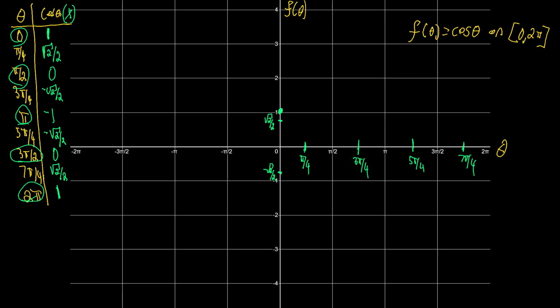So pi over 4, so we plotted that one. Pi over 4, root 2 over 2 goes right here. Pi over 2, 0 is the next one. Okay, 3 pi over 4, negative root 2 over 2 goes right here. Pi, negative 1. At 5 pi over 4, we've come back up to negative root 2 over 2, rather. At 3 pi over 2, we're back up to 0 again. At 7 pi over 4, we're at root 2 over 2 again. And then at 2 pi, we're back up to 1.